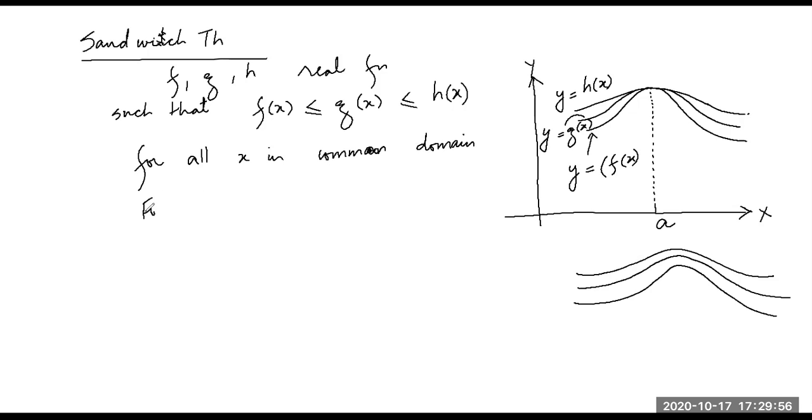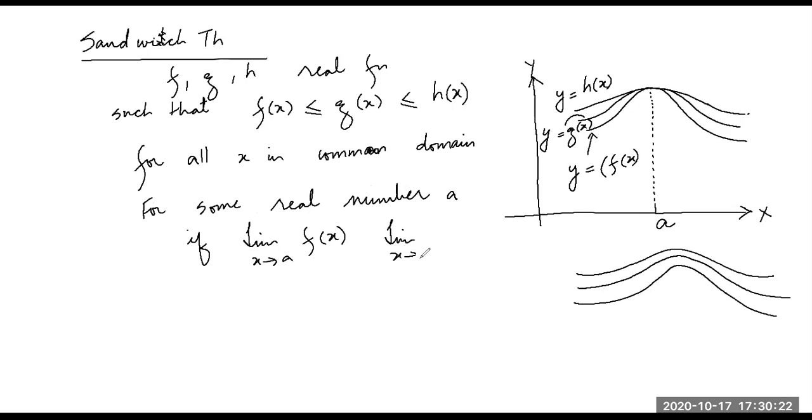Now, for some real number a, whatever I'm going to state is based upon this: that the limits of all three functions exist. This means the limit as x approaches a of f of x is there, the limit as x approaches a of g of x exists, and the limit as x approaches a of h of x also exists.